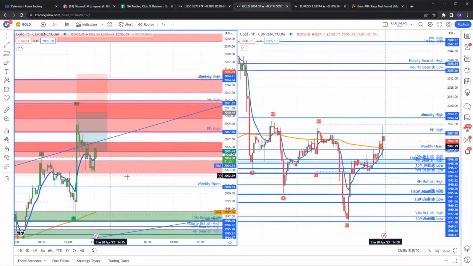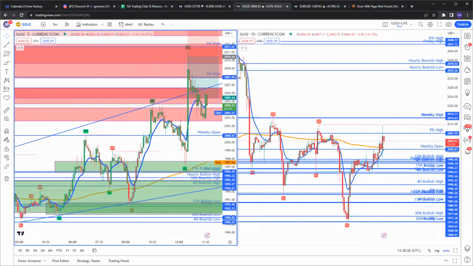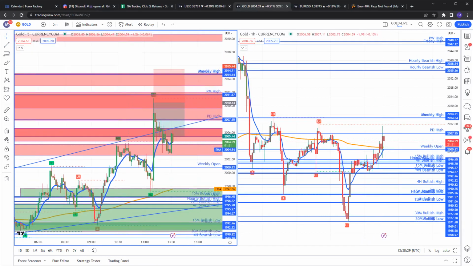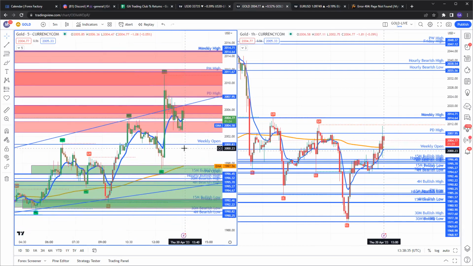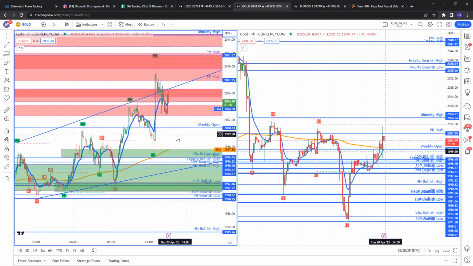Gold, let's see. For gold, you can see we are in heavy demand zones. So I'll just take this off. This is the gold sell that I took. So for me, I'm already up about 0.5% for the day, just on the account I trade manually.